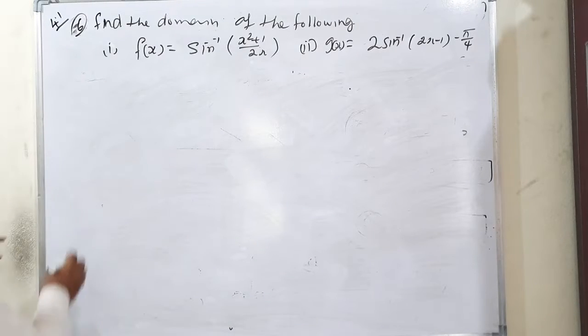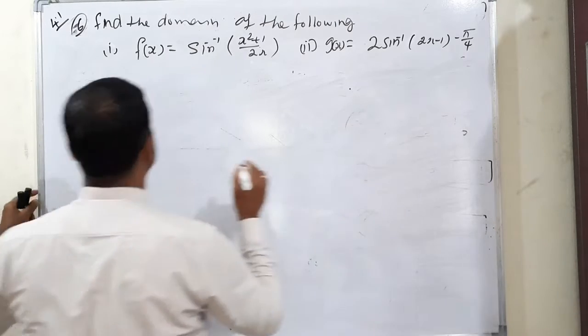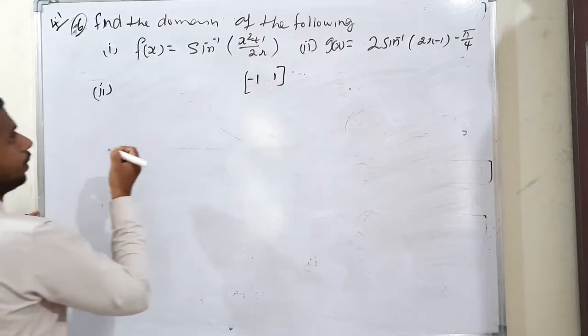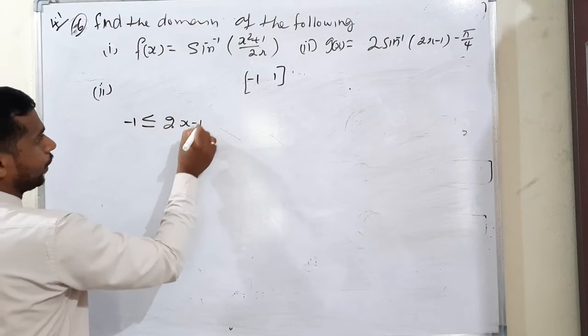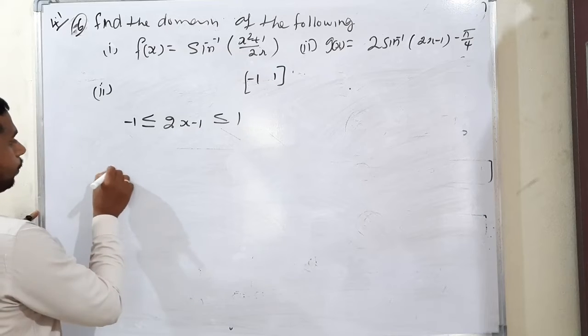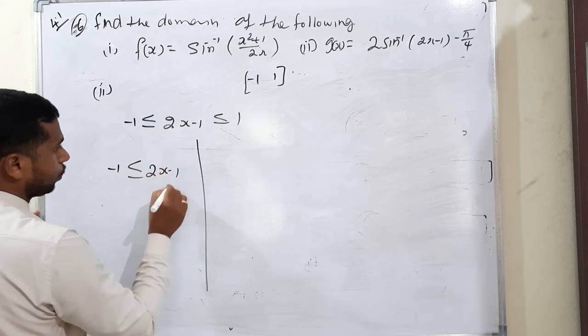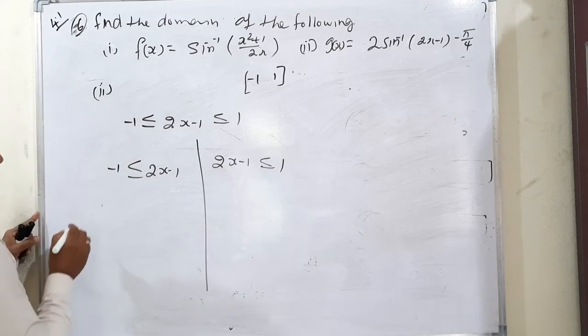So subdivision 2, the value is 2x minus 1. The domain we already know is minus 1 to positive 1. So minus 1 is less than or equal to 2x minus 1, which is less than or equal to positive 1. Minus 1 is less than or equal to 2x minus 1, and again 2x minus 1 is less than or equal to positive 1.